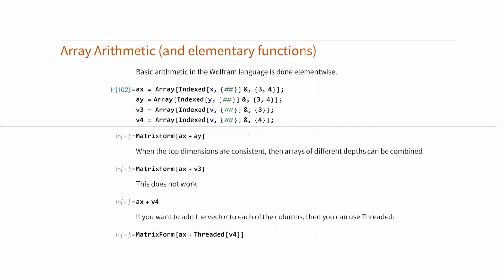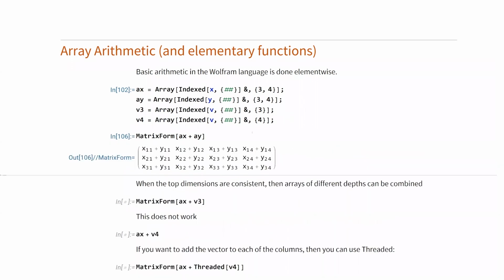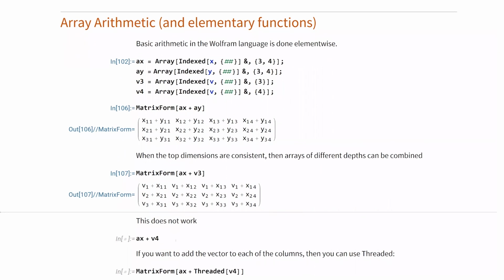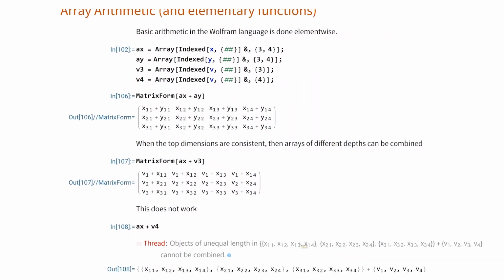So how does array arithmetic work? If I take two matrices I made symbolic and add them, it does it element-wise. And if I add a vector to that, it adds the elements of the vector by row, element-wise. Now this case doesn't work with a vector of length 4, because the way the default arithmetic works is from the top down. So the dimensions have to match from the top down.